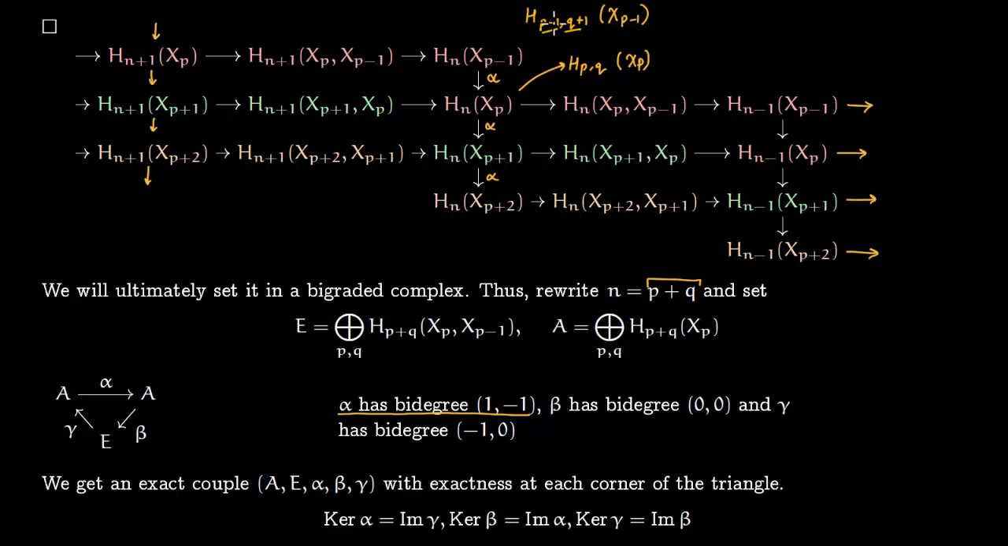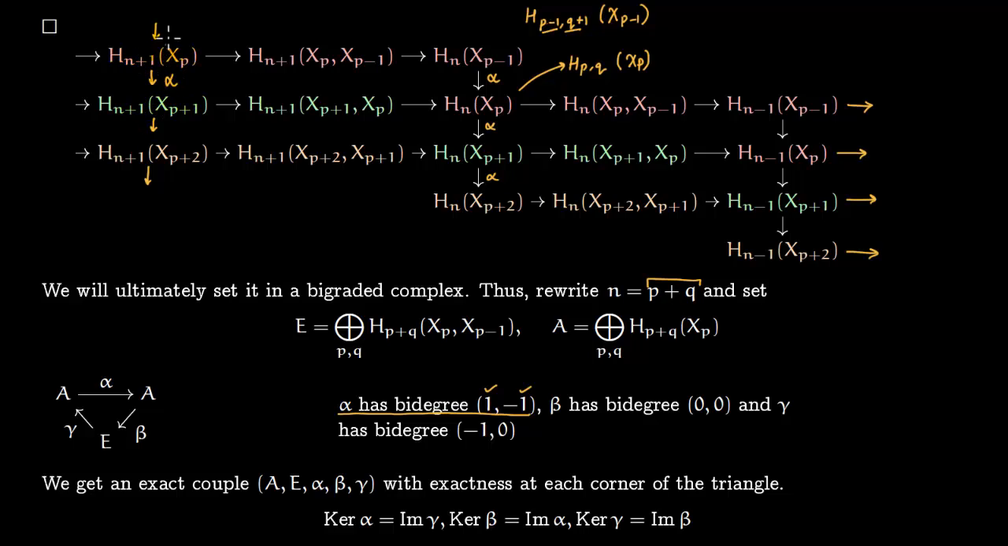So you're going from p minus 1 to p, so therefore you're adding 1. You're going from q plus 1 to q, so you are subtracting 1. That is why alpha has bi-degree 1, minus 1. You can correspondingly see it in this column also. This you write as alpha.